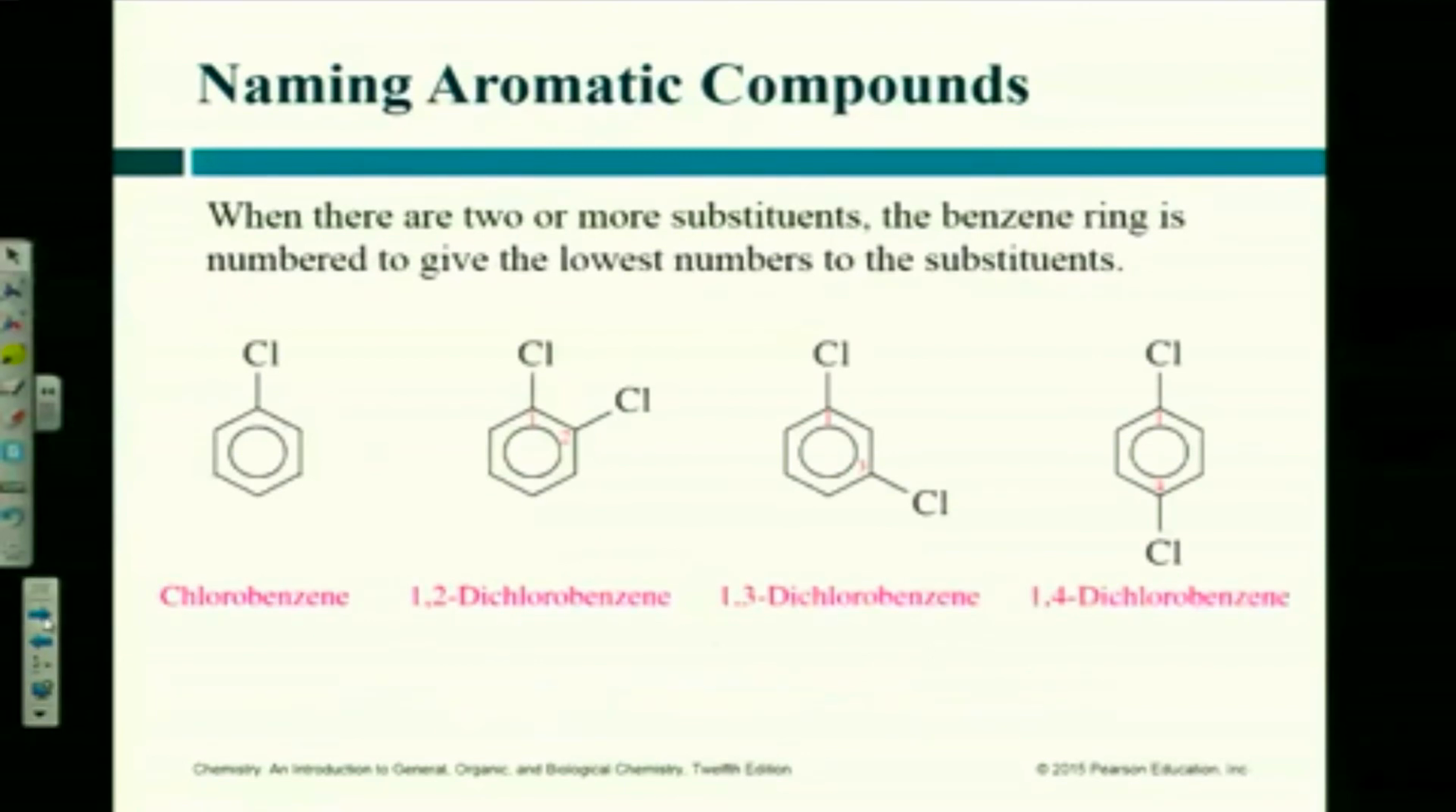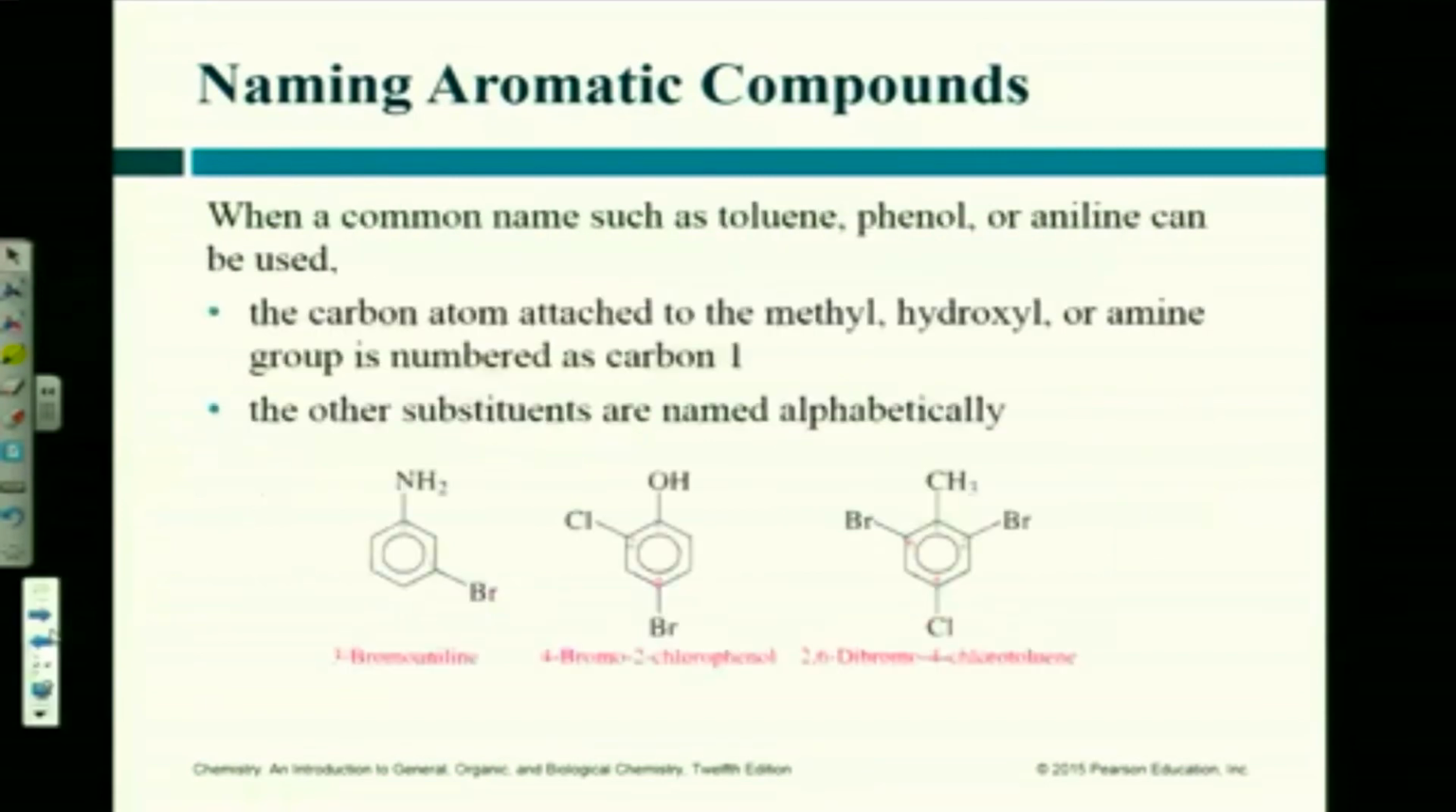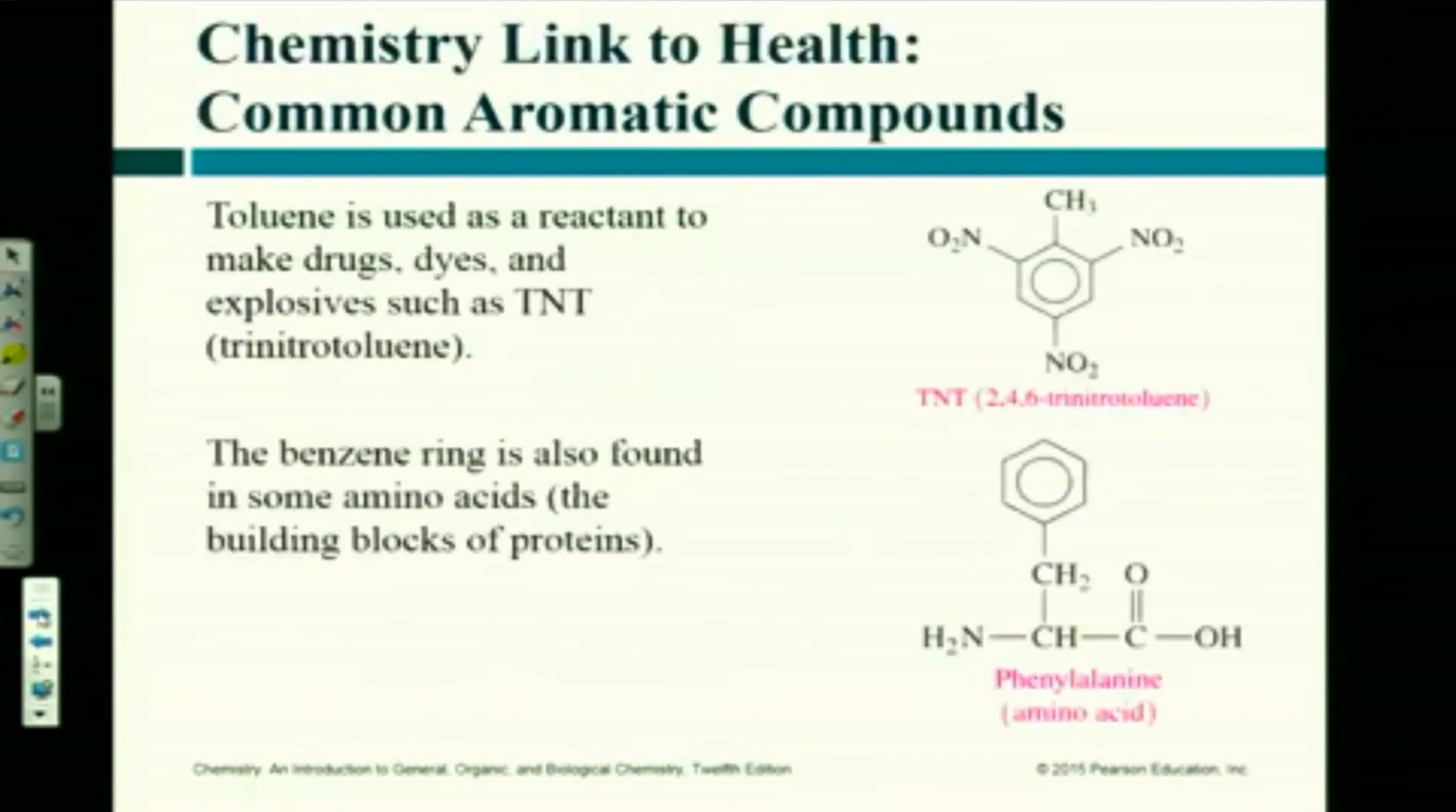We're not going to worry about naming these guys. Just know that you can number things just like you would on a ring. This is 1,2-dichloro, 1,3, and 1,4. The old way of naming these, you might see the words ortho, meta, and para. Ortho means that they're next to each other. Meta means they're kind of diagonal, and para means they're across from each other. So if you see those terms, that's what it means. Don't worry about naming all this stuff.